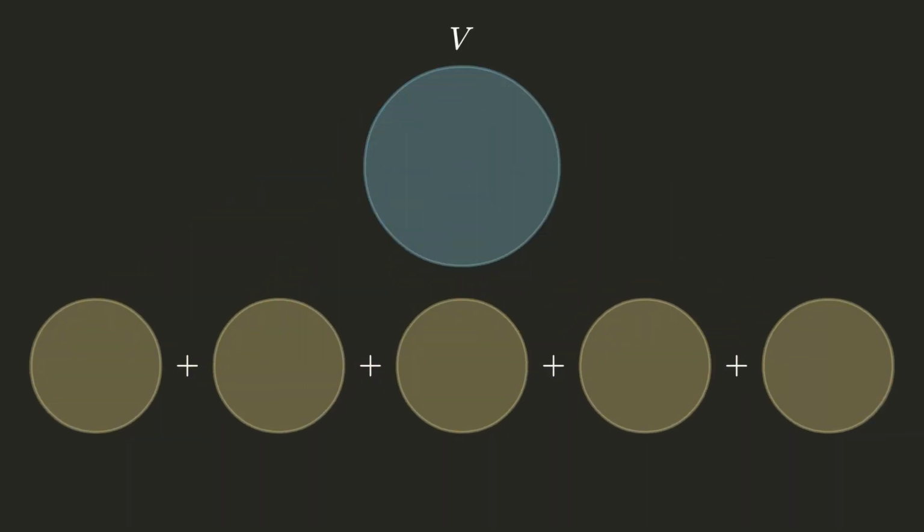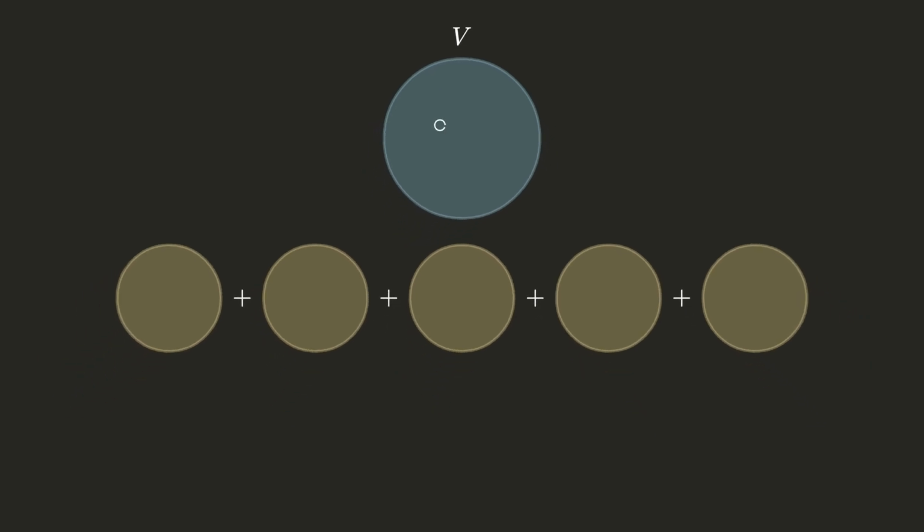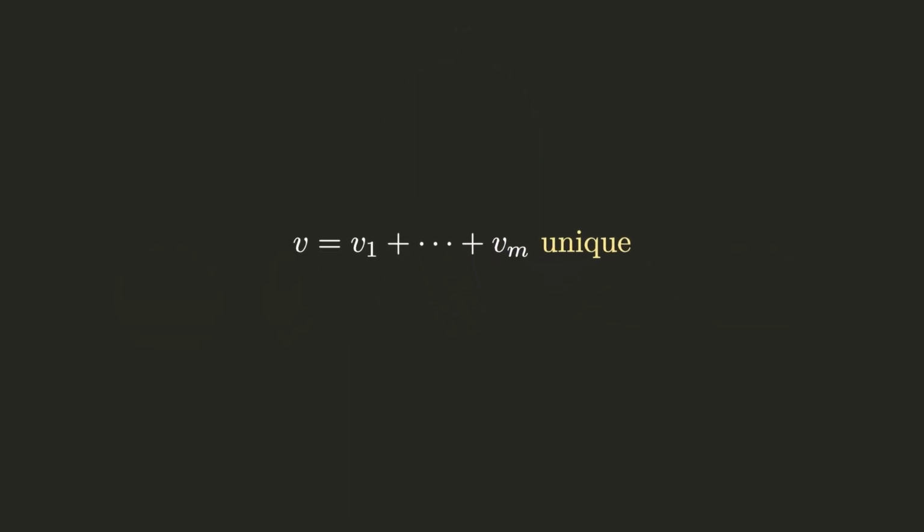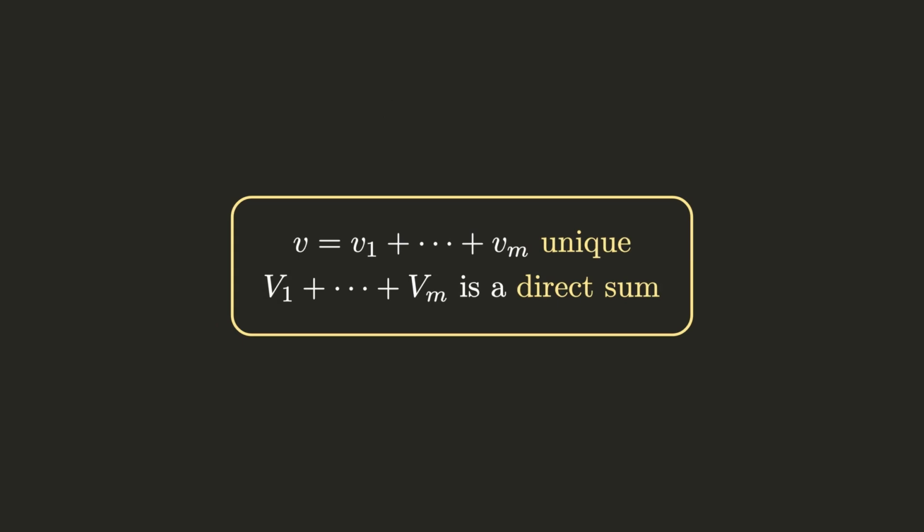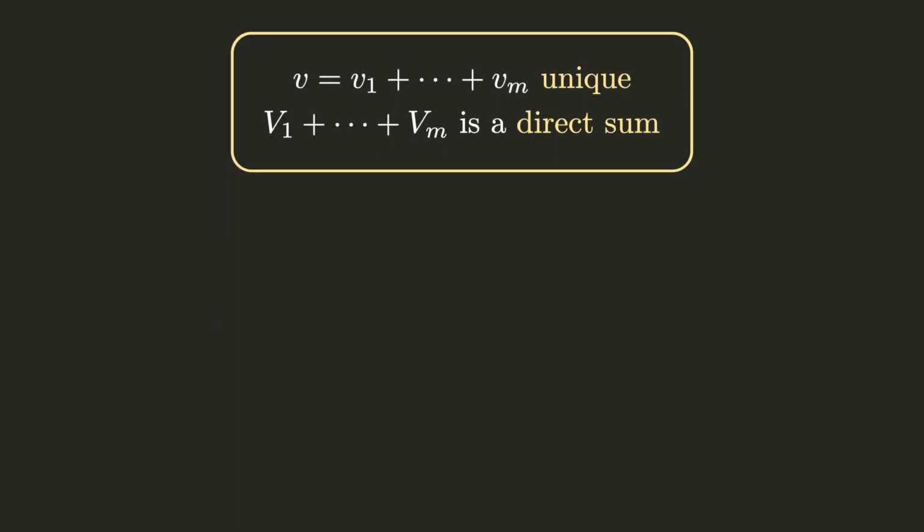Among sums of subspaces, there's one special case that we call direct sums. Imagine trying to decompose a vector space V into a sum of subspaces. So that means any vector in V can be written as a sum of vectors taken from each of the subspaces. Now, if every vector in V has only one way to be written as a sum, in this case we call the sum of the subspaces a direct sum. This notation is often used to indicate that the sum is a direct sum.